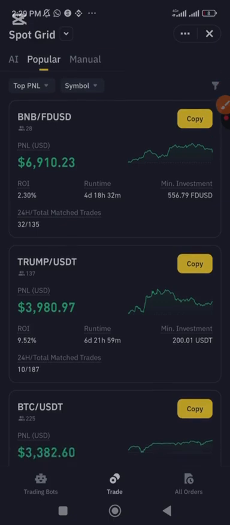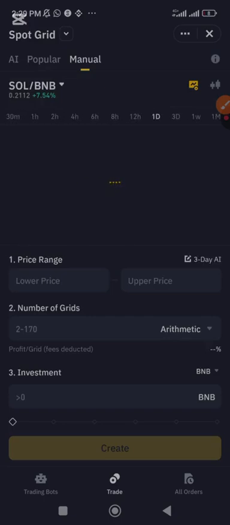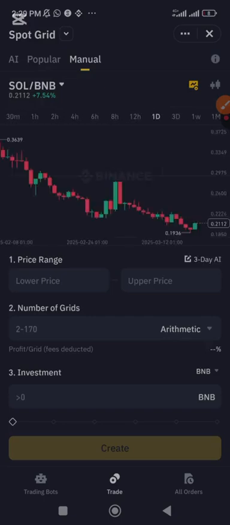So under this spot grid, you see AI, the automated AI. You see popular, like those on the leaderboard. Then you see manual, which is for you to set up your own manually. You understand? And the setup I want to do now is for SOL/BNB. So before you set up, you analyze.